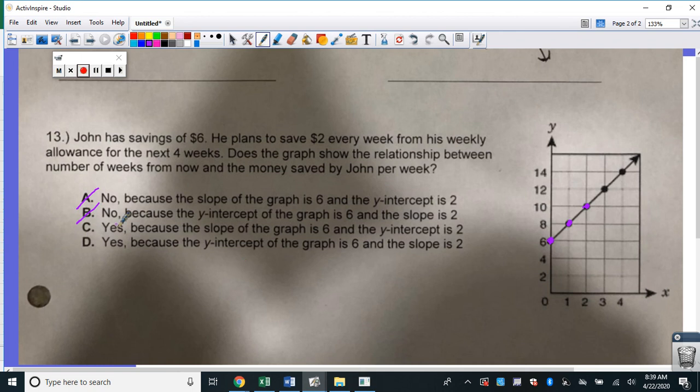So letter C is saying yes, because the slope of the graph is 6 and the y-intercept is 2. Okay, the y-intercept. Here's the y-axis. Here's the y-intercept. Y-intercept is 6. This says the y-intercept is 2. Absolutely not. So letter D is saying yes, because the y-intercept of the graph is 6 and the slope is 2. Y-intercept is 6 and he is saving $2 per week. So that means that yes, the slope would be 2.